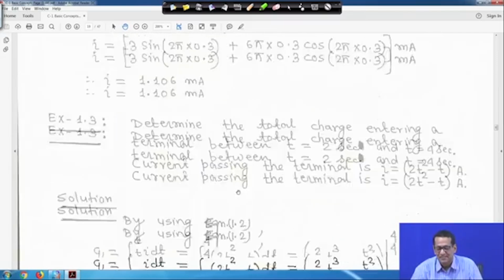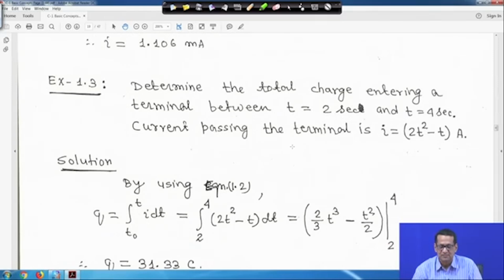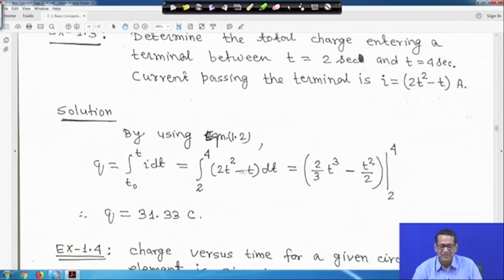Next one is example 1.3. Determine the total charge entering a terminal between t equal to 2 second and t equal to 4 second. The current passing through the terminal is given as i equal to 2t square minus t ampere. The time span is given as t equal to 2 second to 4 second. By using equation 1.2, we know i is equal to dq by dt, so dq is equal to i dt. So q is equal to the integration of i dt, with time limits t0 to t. This is from equation 1.2.